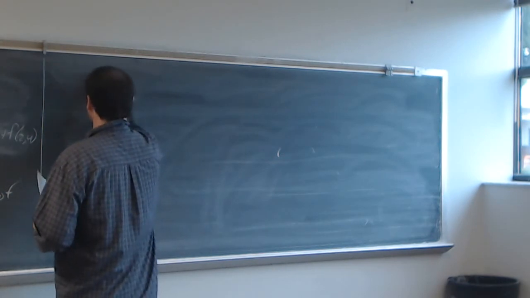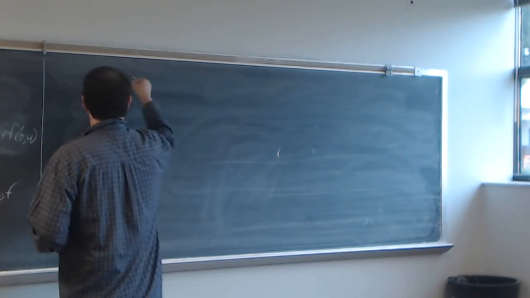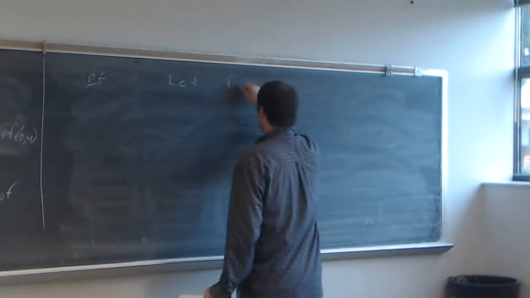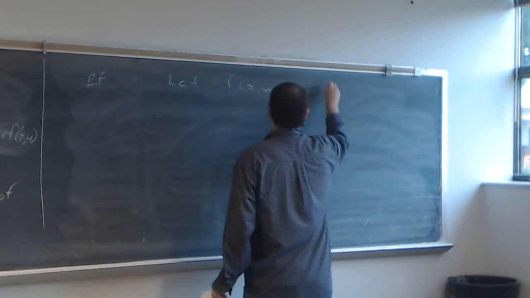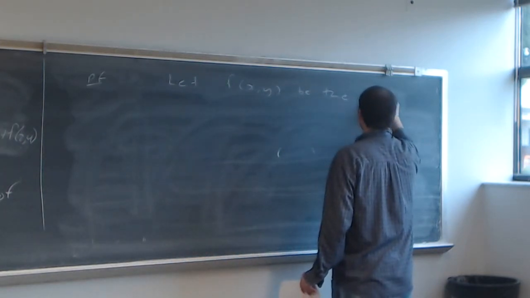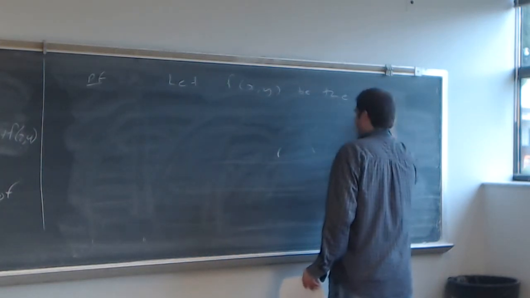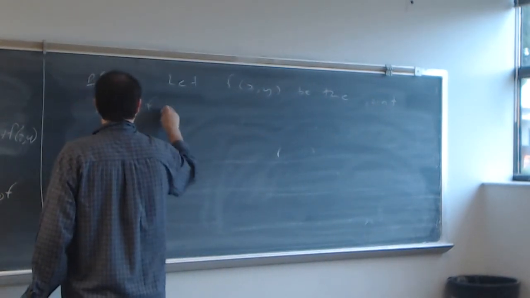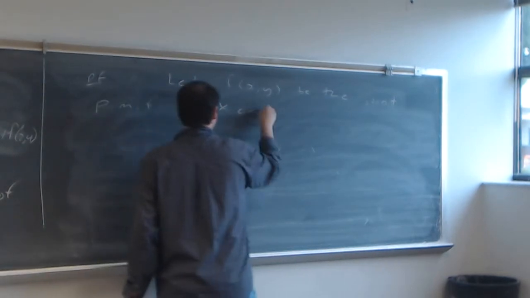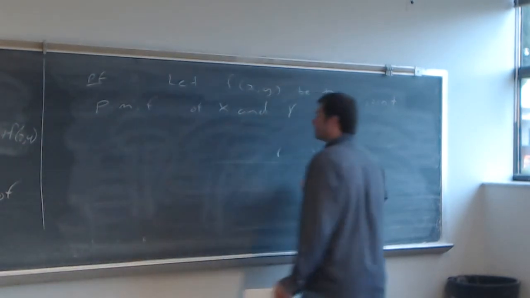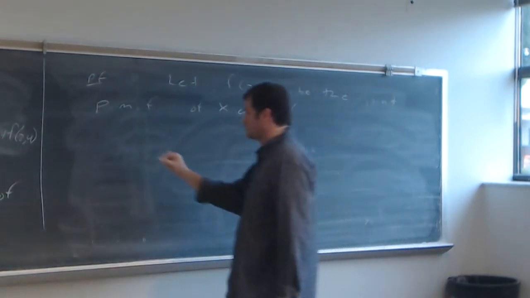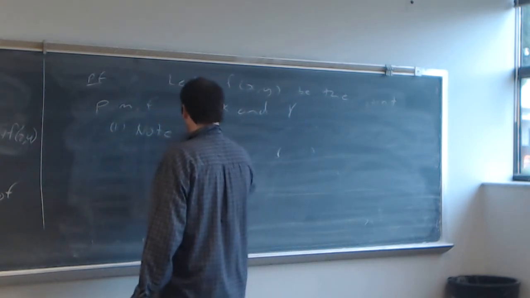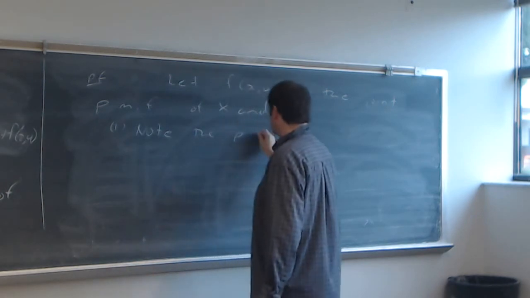So here's the proof for part one. In general, we're going to let f of x comma y be the joint PMF of x and y. Now, here's for one.